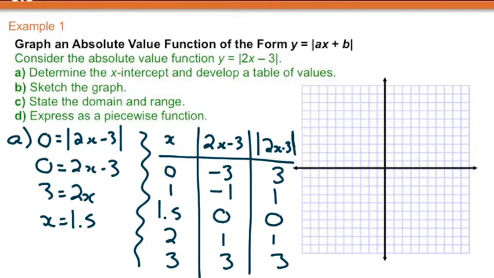Question B, to sketch the graph, we need our x column and our absolute value of 2x minus 3. Those two columns will give us our points, x and y. So when x equals 0, y equals 3, put a point. When x is 1, y is 1. When x is 1.5, y is 0. X is 2, y is 1. And x is 3, y is 3.